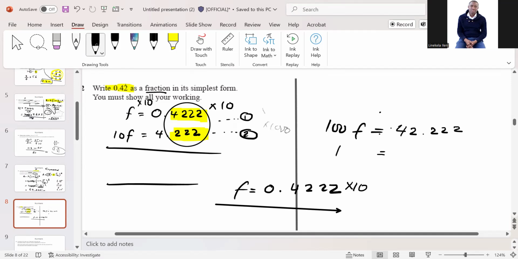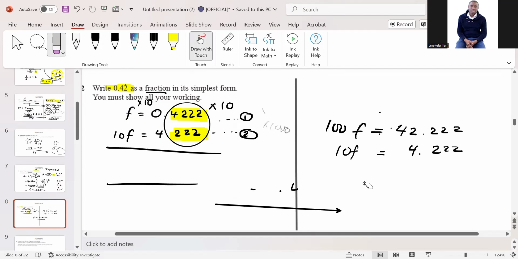But since my first equation is still like this, I can actually also multiply my first equation by 10. And if I do that, I will have 10f now. And then this will also move how many places? 1 place, the 4 will move, and then I'm going to be left with the 2 2s. You see, what I did there was just to make sure that it's easier for me. So even your first equation can also be multiplied so that you can align.